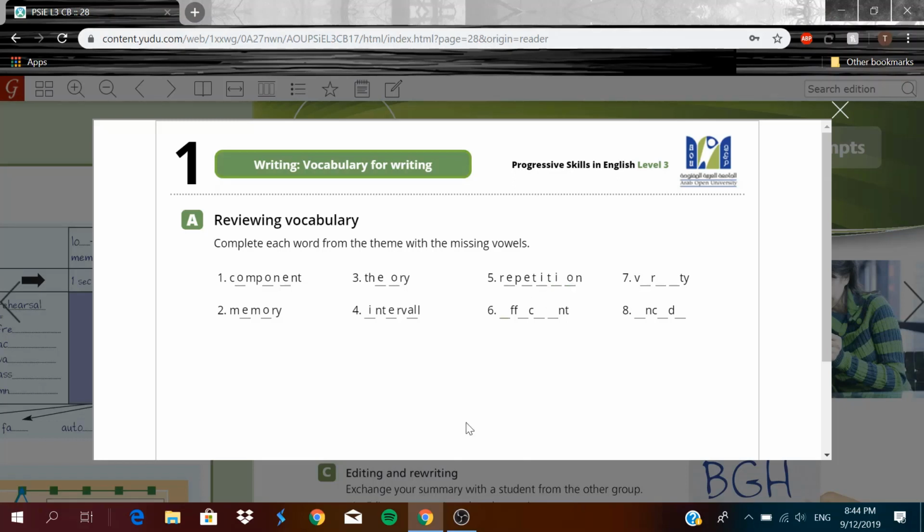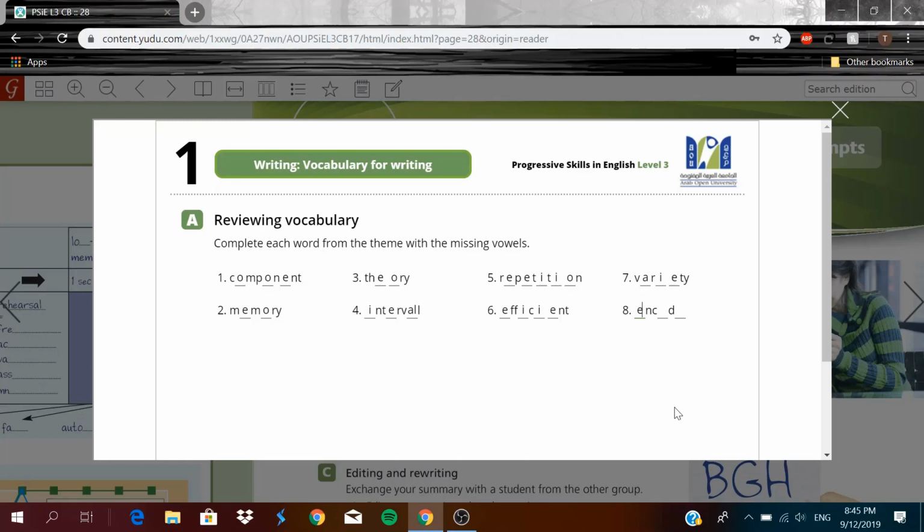Then we have number six, efficient. E-F-F-I-C-I-E-N-T. Okay, efficient. Then we have number seven. What do you guys think? That's correct. We can say variety. V-A-R-I-E-T-Y. I always make this mistake. I should get rid of this E here and write it here. Okay, so variety. And finally, we have number eight, encode.